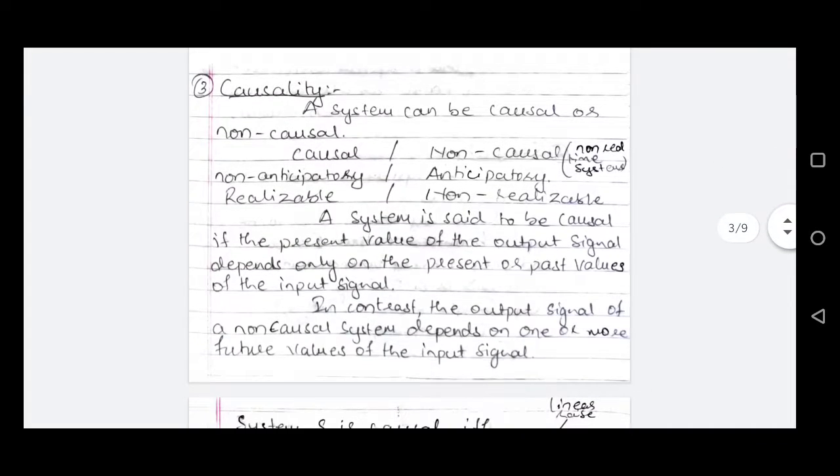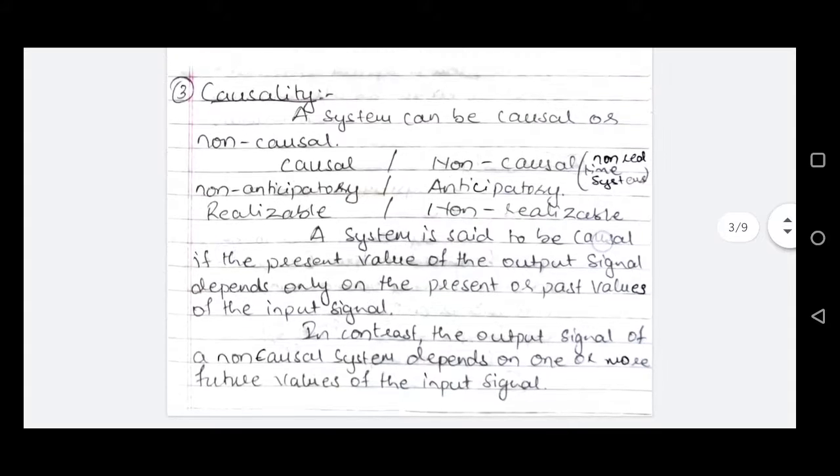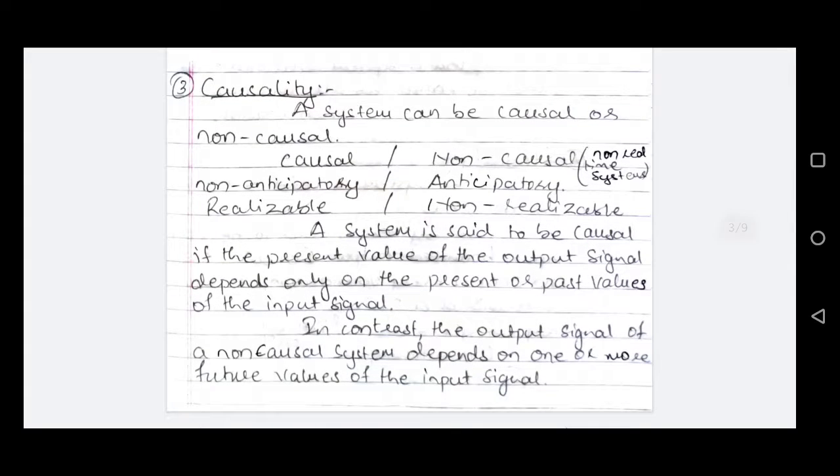The first system property we'll be studying for the day is called causality. A system can be causal or non-causal. Causal systems are non-anticipatory and they are realizable in real time. Non-causal systems are anticipatory and they are non-realizable. Usually non-causal systems are non-real-time systems. We will not be able to realize them in real time.